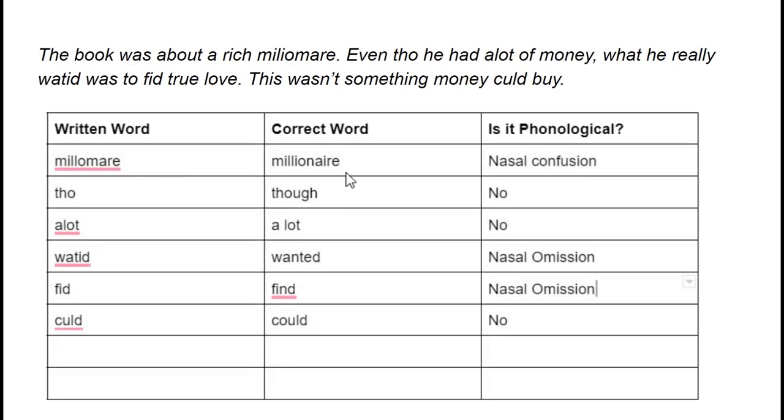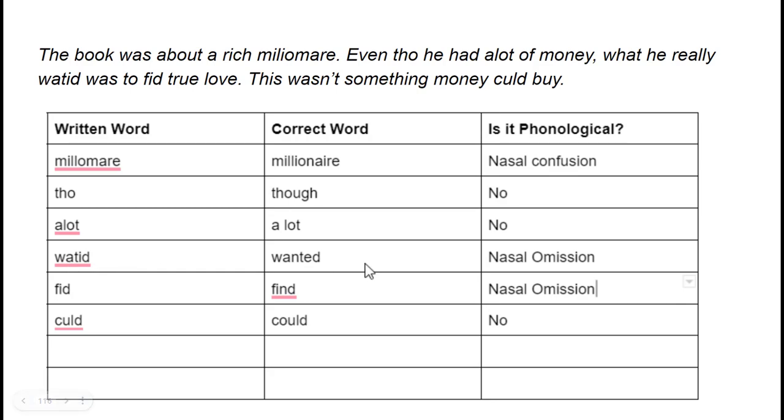So millionaire versus millionaire. So that is a phonological error. There's nasal confusions going on here. We have though and though. That isn't a phonological error. They are accounting for all the sounds. They just don't have the right spelling pattern. A lot would be in the same category here. Have this, they are accounting for all the sounds.